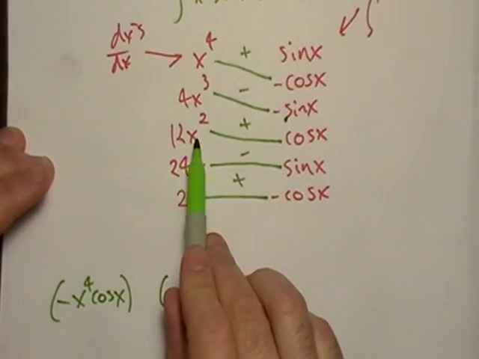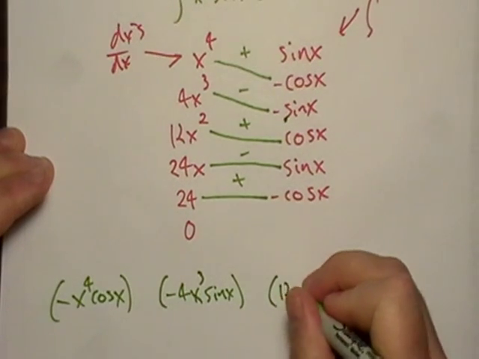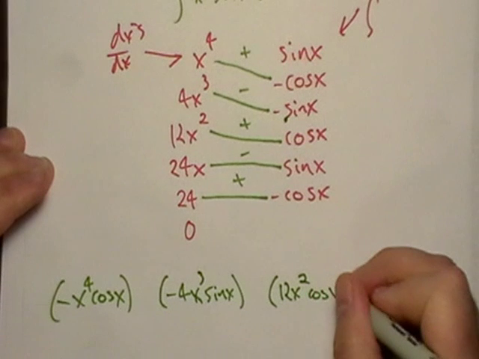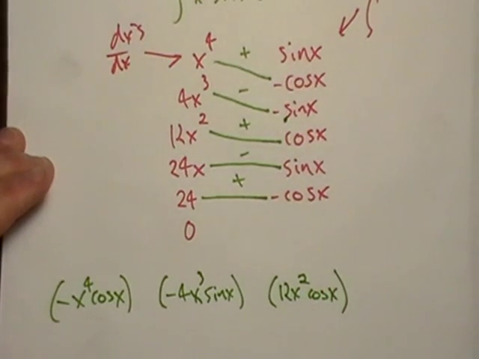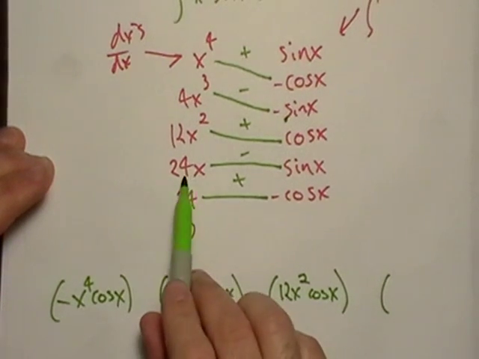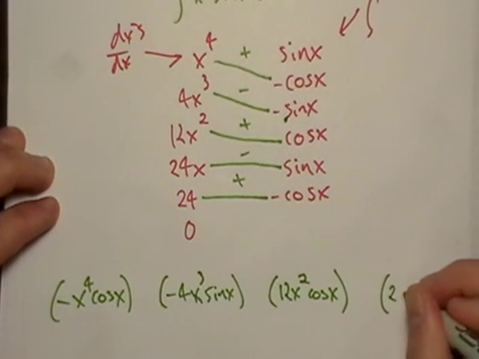I'm going to have 12x squared cosine x. I know I'm going to run out of paper here. Dang it. Let's see here, 24x sine x.